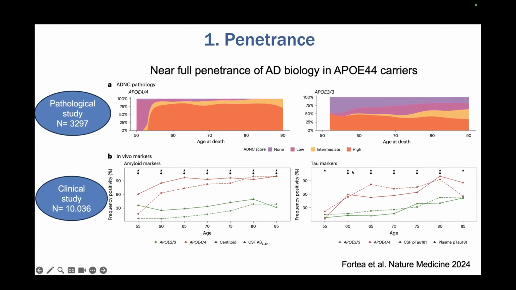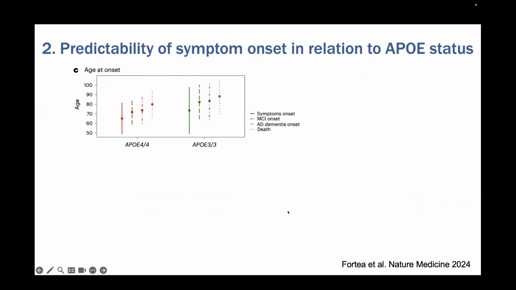And this is why we said in the paper that there is a near full penetrance of AD biology in these data sets. We'll discuss the representativeness of these data sets. But there is a near full penetrance of AD biology in apoE4 homozygotes, as demonstrated by the pathological part of the study and the biomarker part of the study.